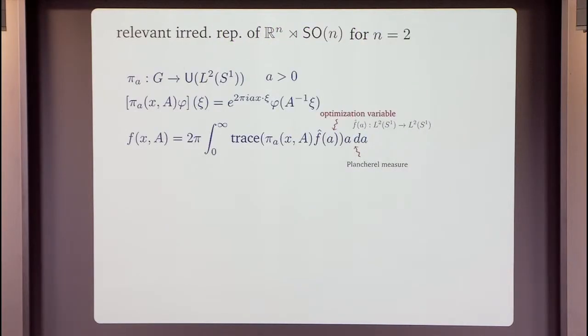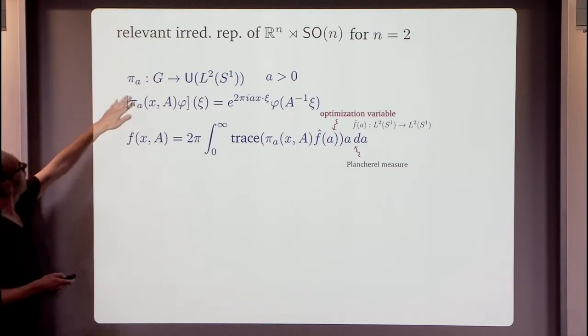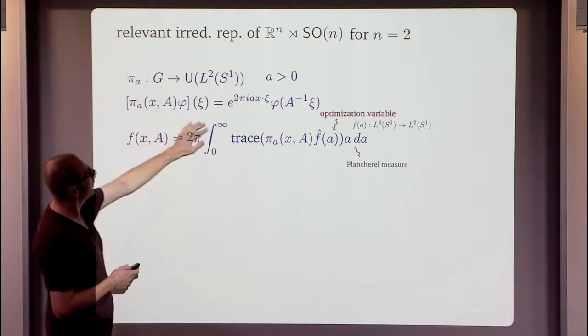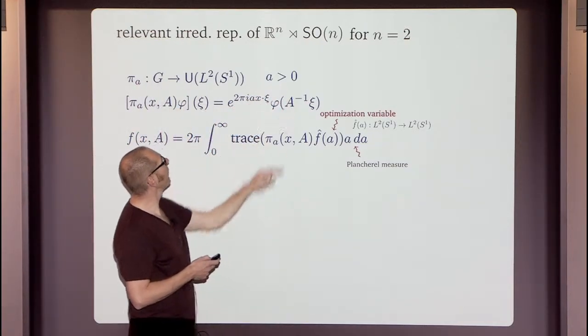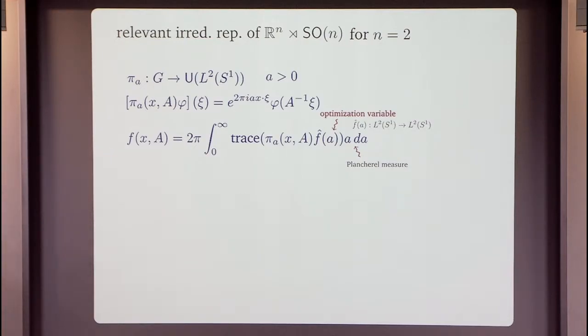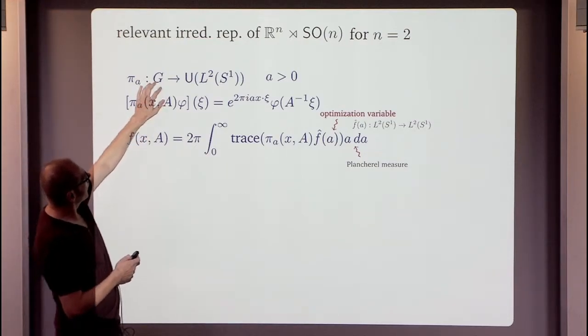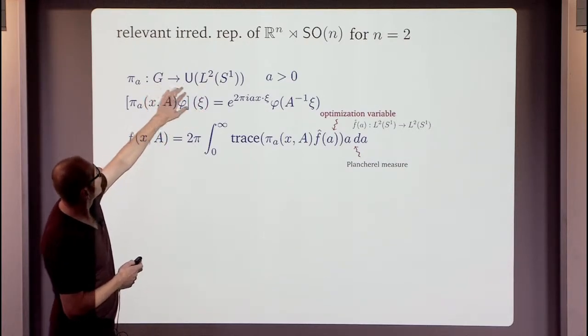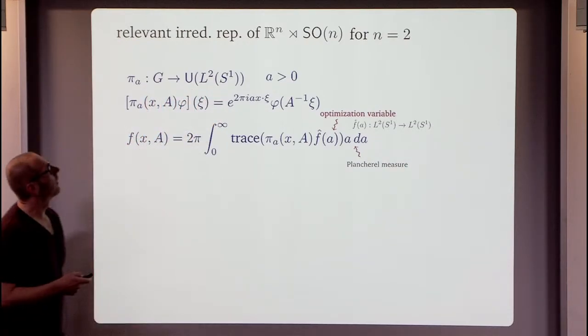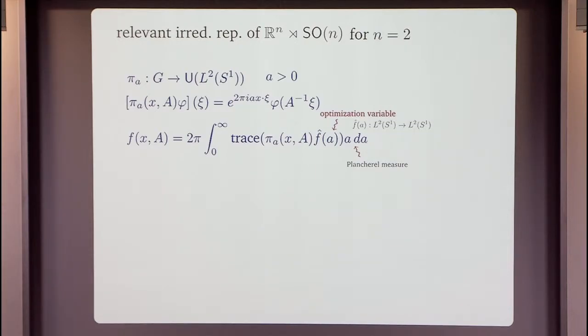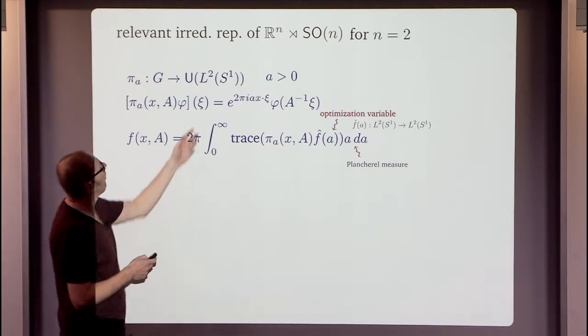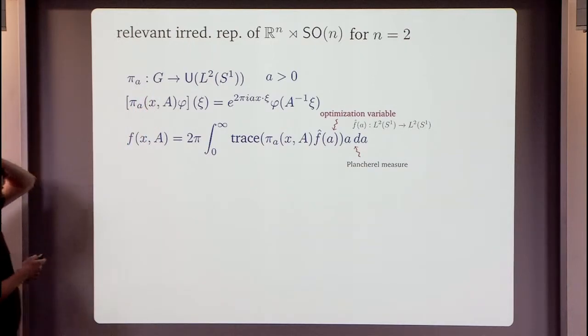Okay. So let's do this for the case of the Euclidean motion group in the plane. So we have to find all irreducible representations. So these are given here. Pi a are all irreducible representations. They're indexed by a, by positive numbers. And then these irreducible representations are really infinite dimensional. So they map G to the unitary group of the space L2 S1. And L2 S1 is an infinite dimensional space, so we really have to work with infinite dimensional representations.